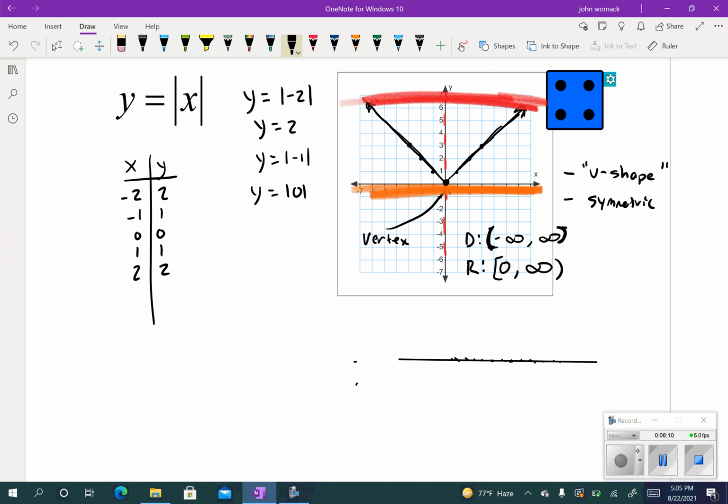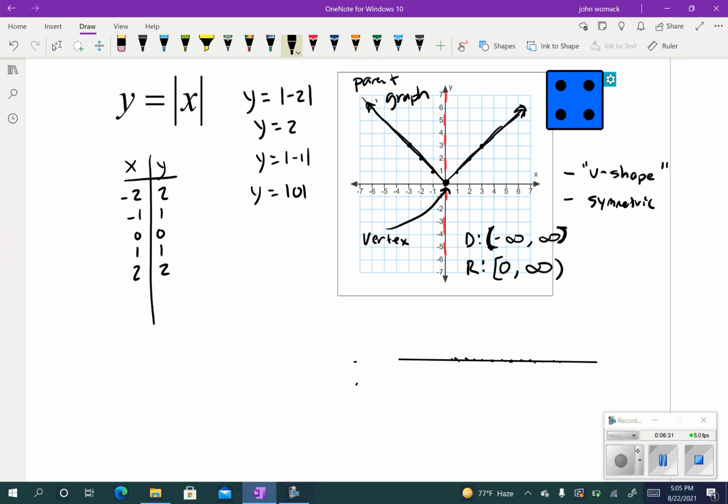Okay, so that's some of the characteristics. You know the domain and range. You know it's V-shaped. You know it's symmetric. It has that vertex. Now, this whole thing together we can call the parent graph of the function. So write that above your graph right there. Put down parent graph. And what we mean by that is that it's the original.